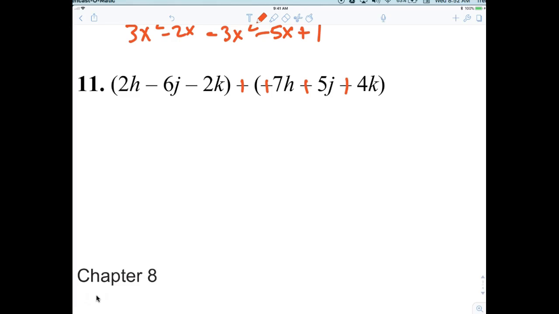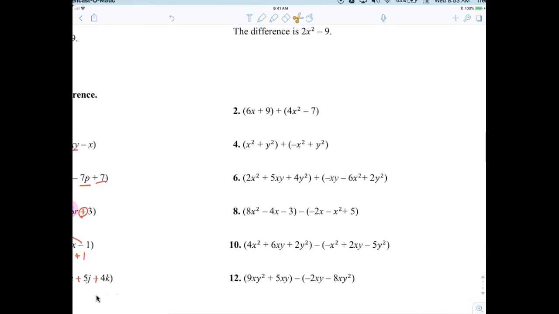Okay, J, K, H. That's a nice alphabet. Plus 2k. So negative j, what else? Plus 2k plus 9h. Brilliant. You have to put it in alphabetical order. All right.